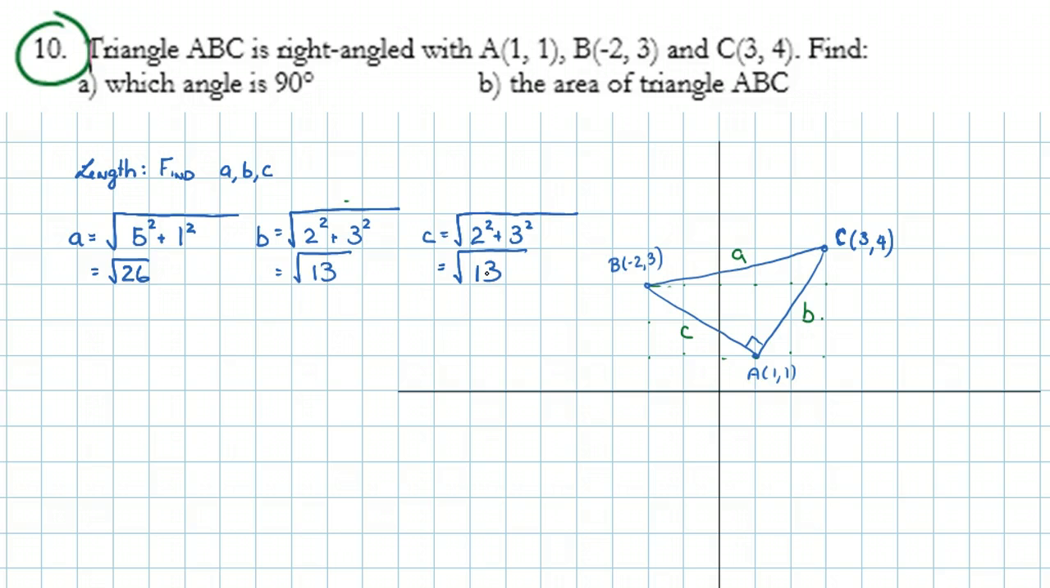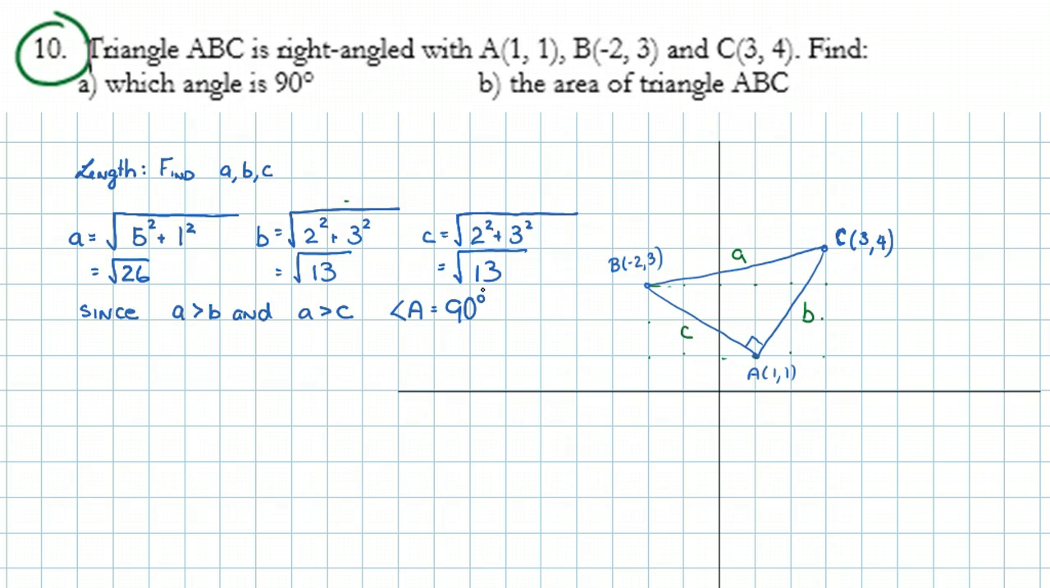And so now, if I want to figure out which angle is 90 degrees, I know that the largest angle is across from the largest side. So a is the largest length, and therefore it's angle A. Since a is greater than b and a is greater than c, angle A must equal 90 degrees.